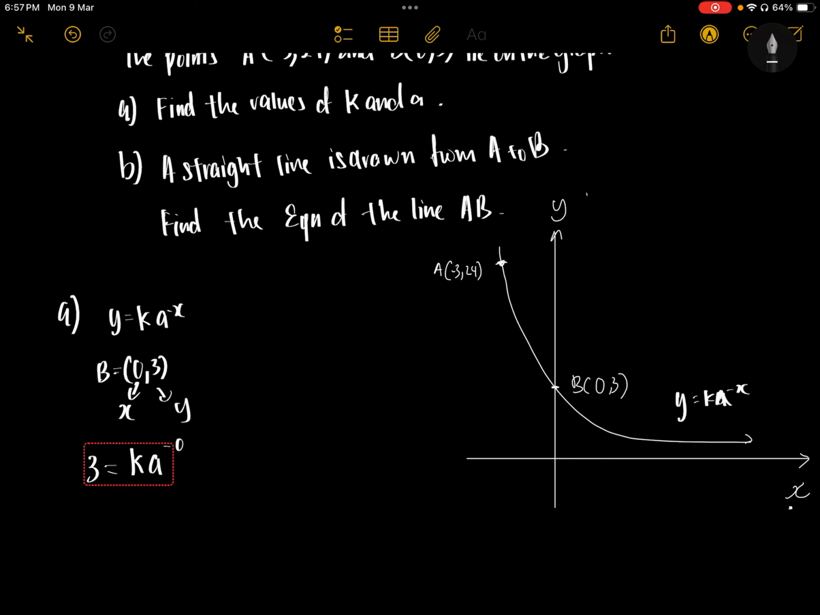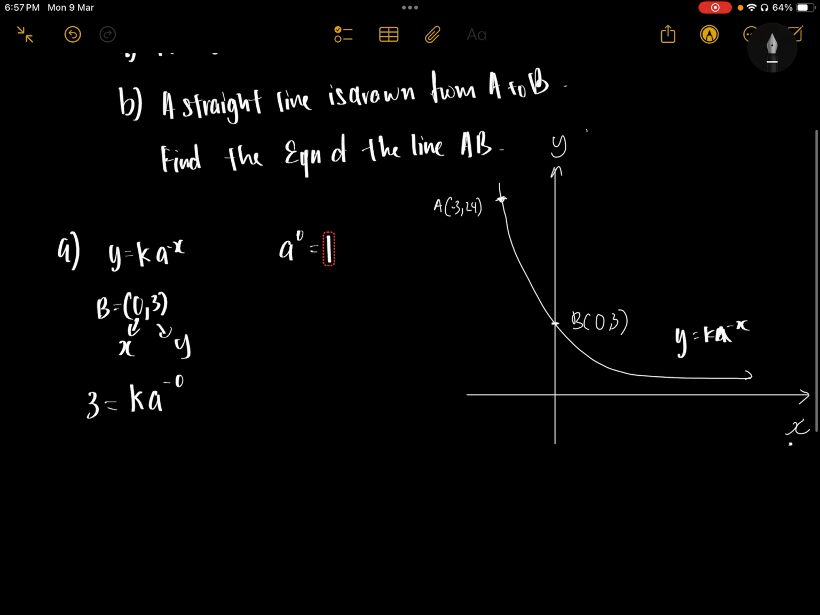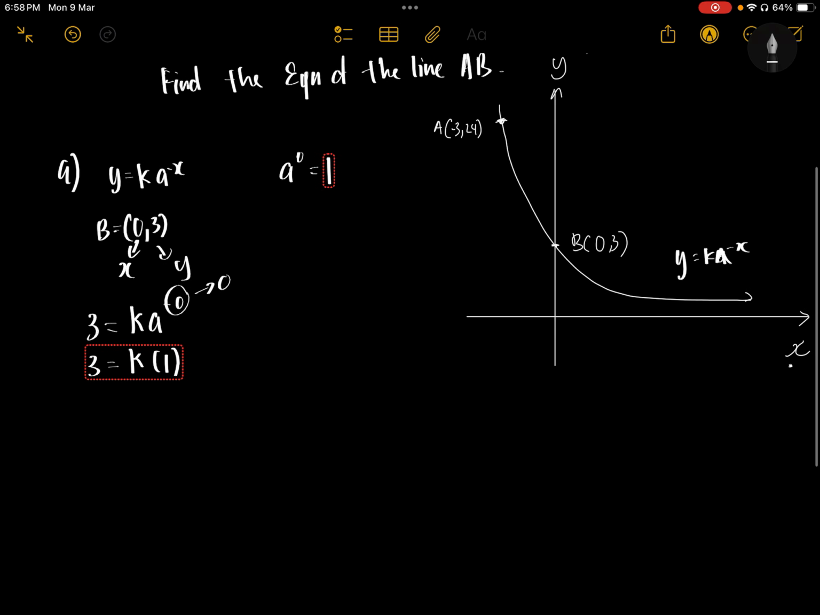Now remember your indices law: anything to the power of 0 will be 1. So now immediately you will have 3 equals k. Remember, negative 0 is also just 0. So now k equals 3.